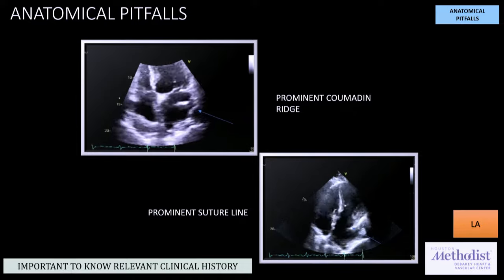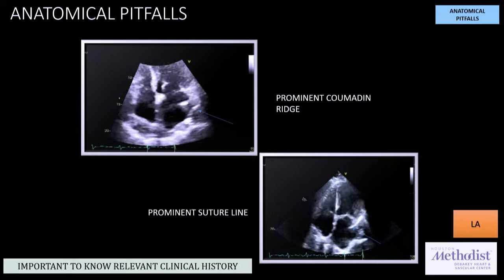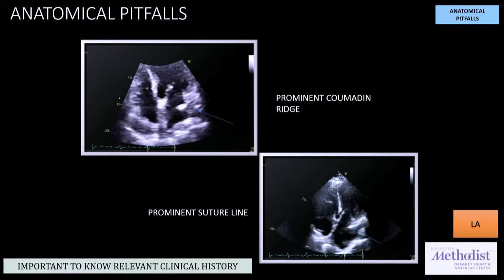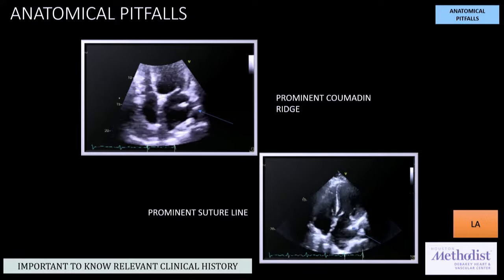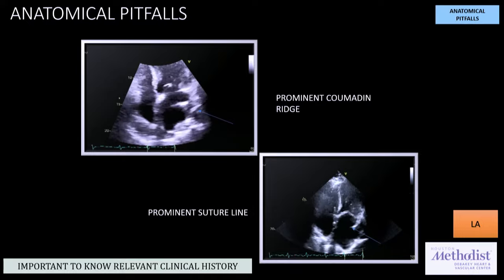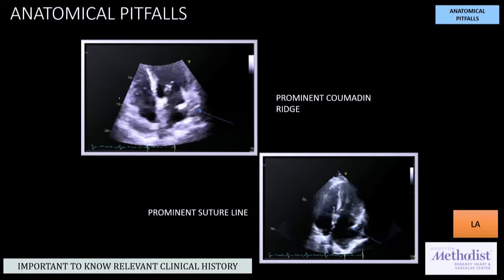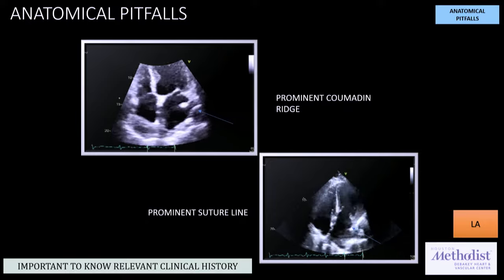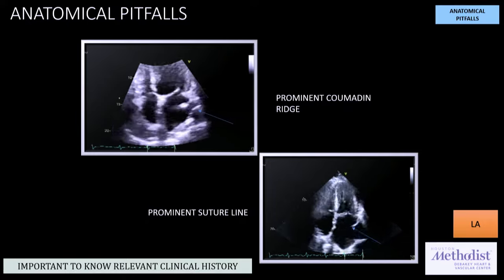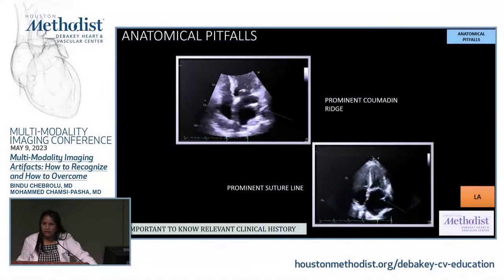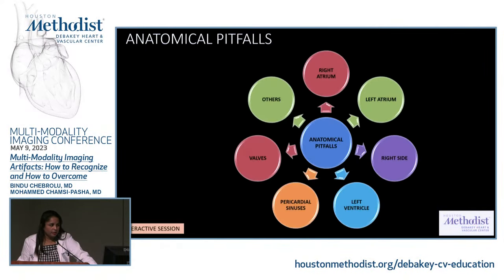So the first one here, like you said, is a prominent Coumadin ridge. We obviously see that more often on TEEs, but sometimes you can see it on transthoracic. We all know it's a benign entity. The second one here is a suture line. Obviously, the history helps in that case, right? Especially our sonographers, they give us all the history, so we should give kudos to them for giving us the relevant history. But in this case, it would have been very relevant.